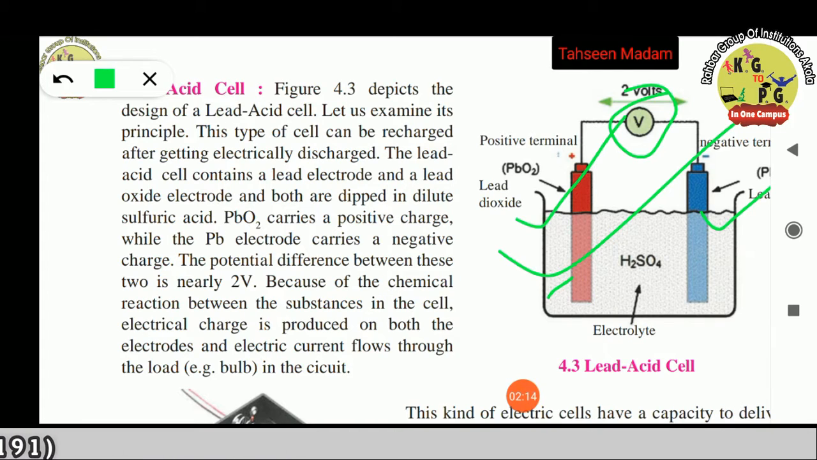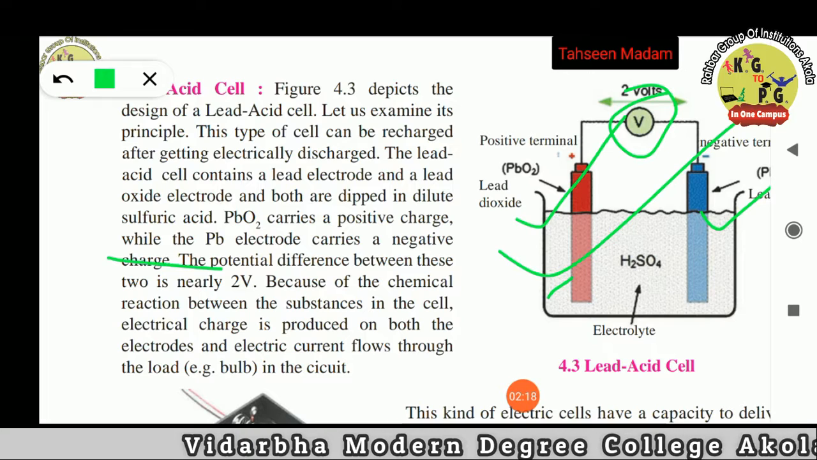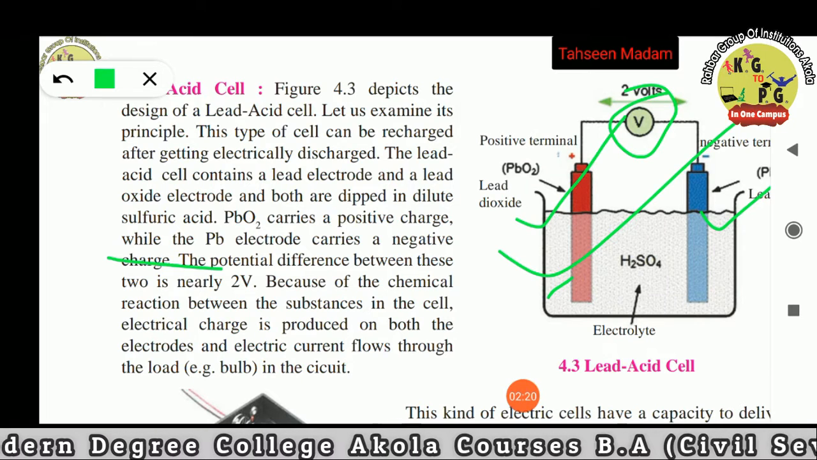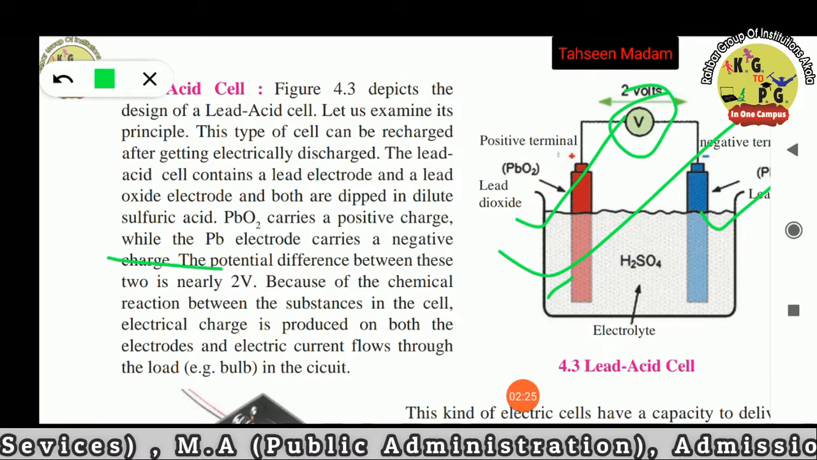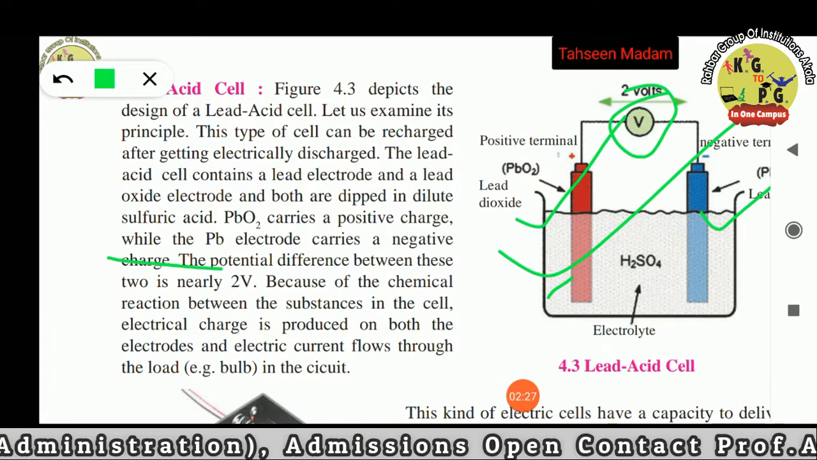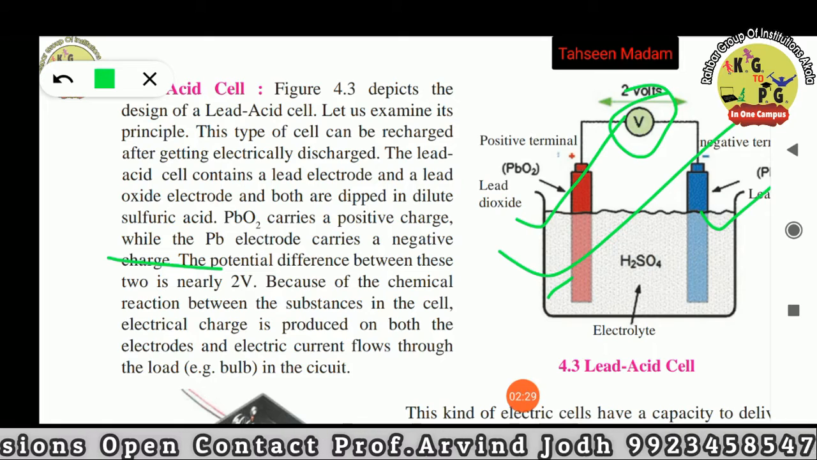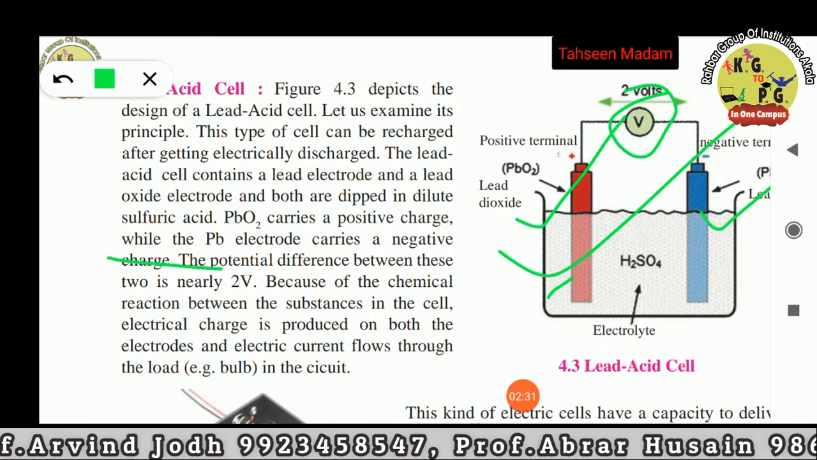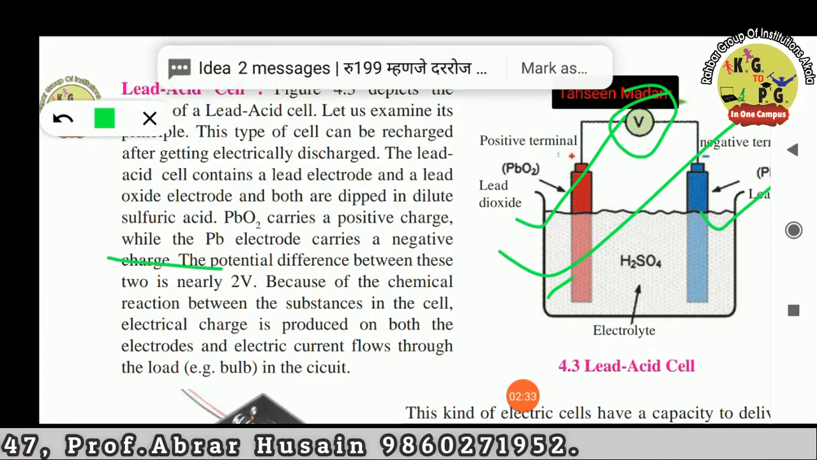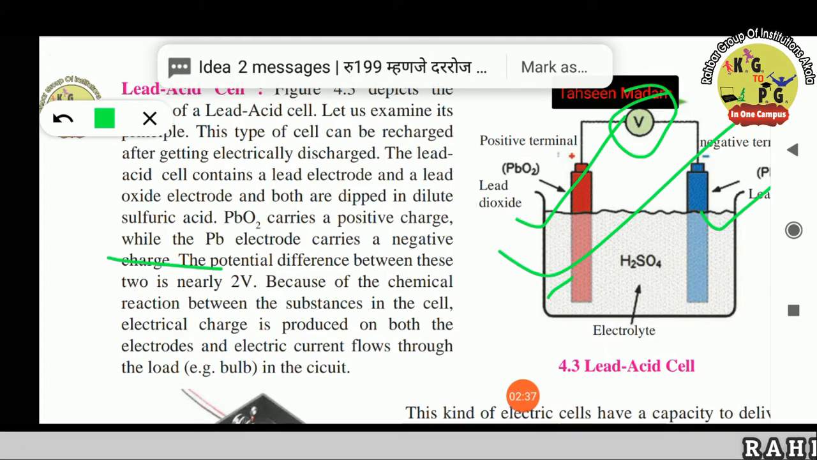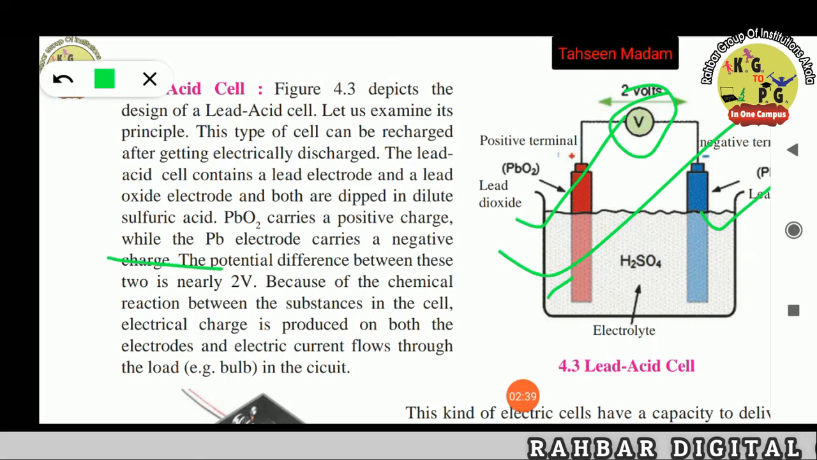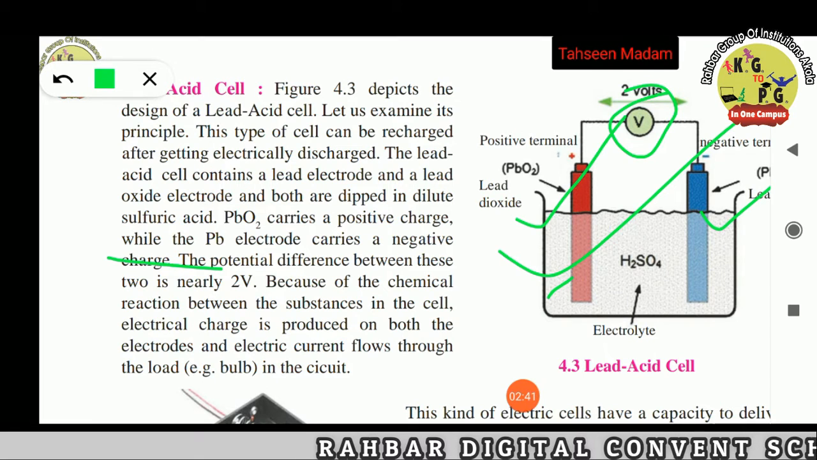The Pb electrode carries a negative charge, and the potential difference between these two is nearly 2 volt. Because of the chemical reaction between the substances in the cell, electrical charge is produced on both the electrodes and electric current flows through the load, for example, a bulb in the circuit.